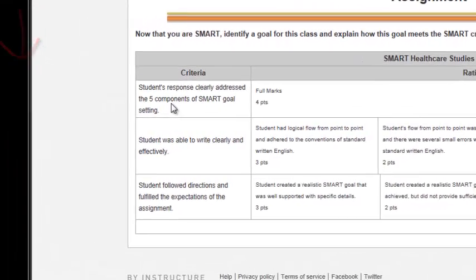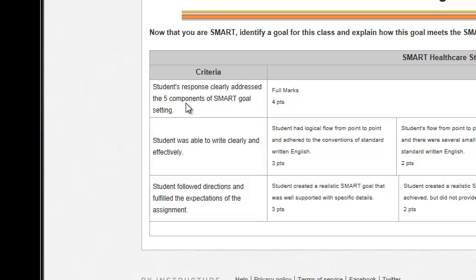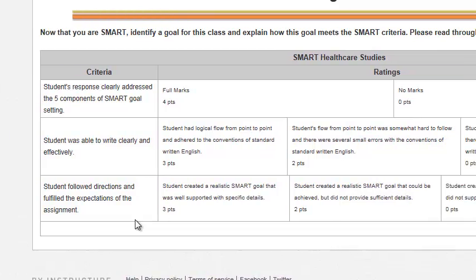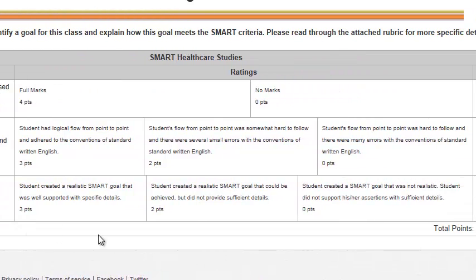The first one says, student's response clearly addressed the 5 components of SMART goal setting. The second one says, student was able to write clearly and effectively. The third one says, student followed directions and fulfilled the expectations of the assignment. Okay, now over here in the rating section, this lists how I can earn points for meeting the criteria.